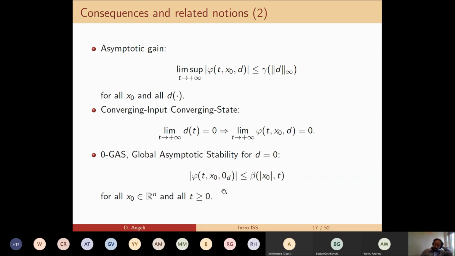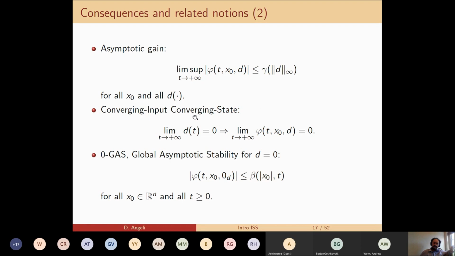Now, there are other implications, other consequences that are written up here that are interesting to remark. So if you only look at long-term behavior of an input-to-state stable system, then you see that solutions are eventually trapped in a region whose size is proportional, let's say proportional between quotation marks, because in fact this is not a constant, but it is a k-infinity function. So it's proportional to the infinity norm of the disturbance. This property, we call it the asymptotic gain property. And this has to hold for all initial conditions and for all input signals.